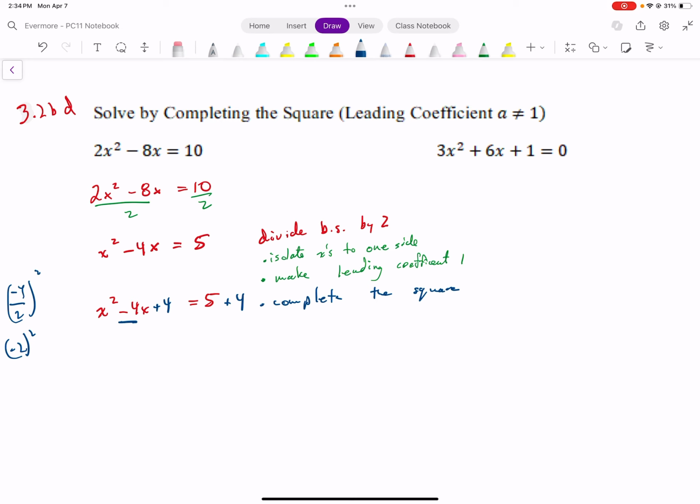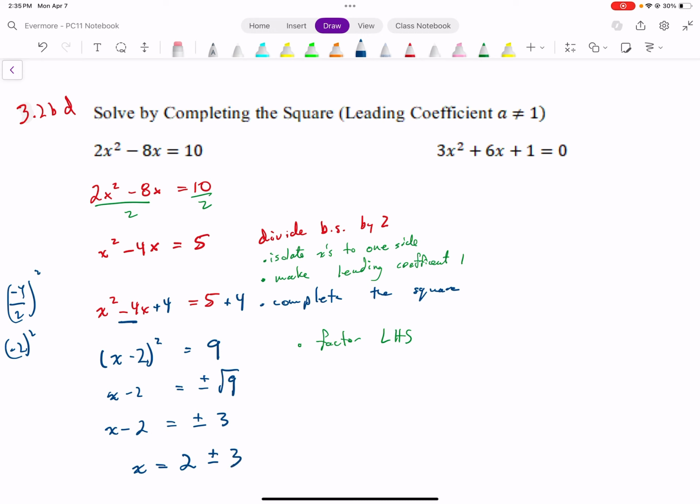Now I take a look at the left-hand side. I am going to factor it, and I'm going to add the right-hand side. So this brings us back to what we've already taken. The next step is I'm going to take the square root of both sides. The square root of 9 is 3. So I can get x is equal to, I'm going to add 2 to both sides.